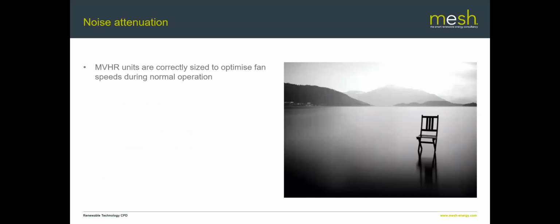So how do we make sure that we don't get noise? Well, first of all, we make sure the MVHR unit itself is correctly sized. And that means optimizing the fan speed so that it's not having to run absolutely flat out all the time, because that's when they tend to get noisy.